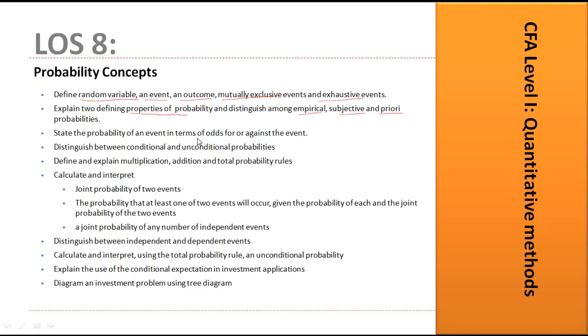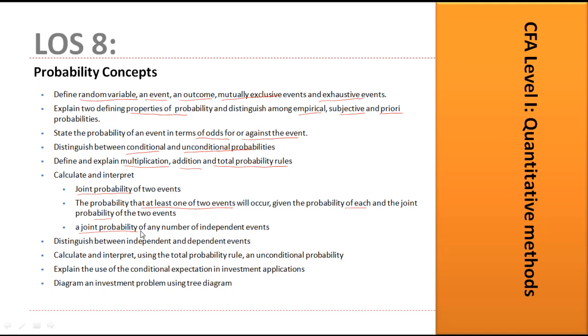Then we'll define probability in terms of odds for or against the event. We'll distinguish between conditional and unconditional probabilities. We'll look at the multiplication, addition and total probability rules. Then we learn to calculate and interpret the joint probability of two events, and the probability that at least one of two events will occur, given the probability of each and the joint probability.